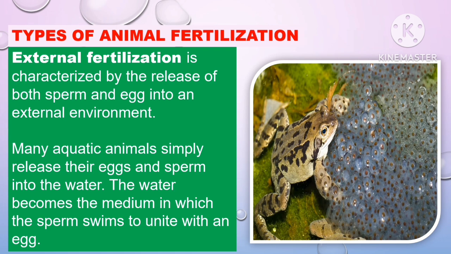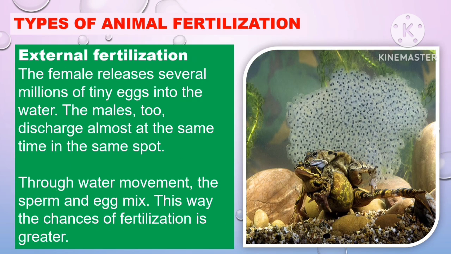The first one is the external fertilization. It is characterized by the release of both sperm and egg into an external environment. Many aquatic animals simply release their eggs and sperm into the water. The water becomes the medium in which the sperm swims to unite with an egg.